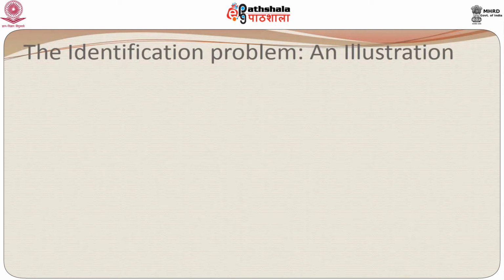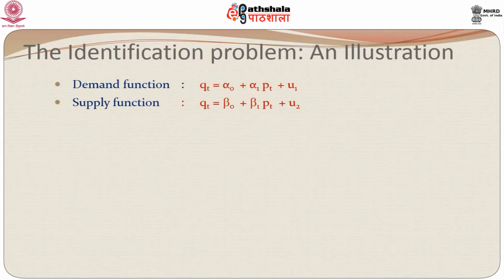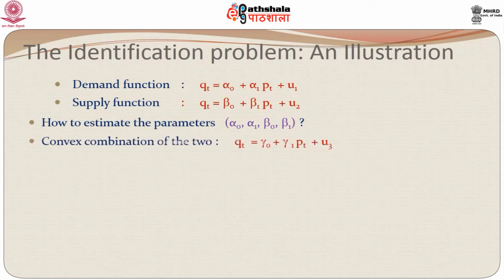Let us go back to the example we had been looking at in the last class. We had the demand function Qt as a linear function of Pt, and similarly the supply function Qt as a linear function of Pt again. What we would be interested to do would be to estimate the parameters alpha naught, alpha 1 and beta naught, beta 1. As you remember, if I take the convex combination of the demand and the supply function, then it turns out to be a linear function of Pt again, and it looks similar to the demand and the supply functions.